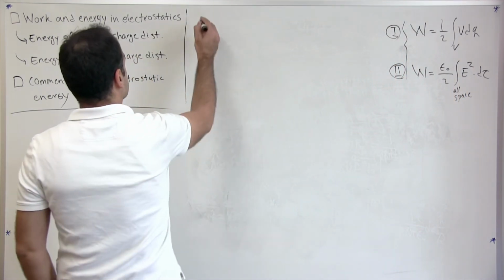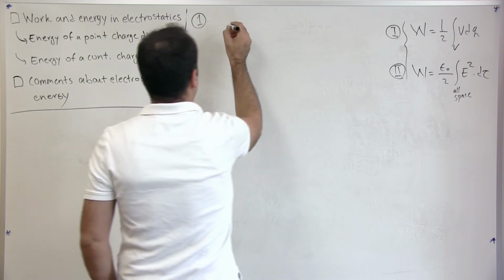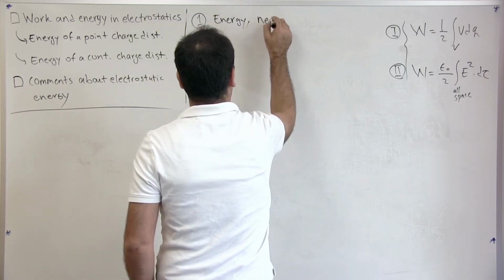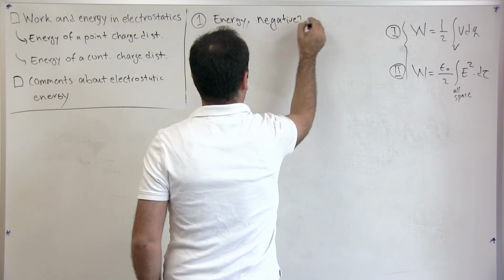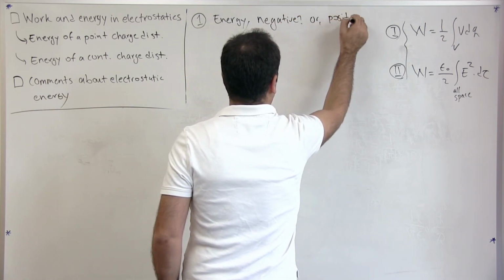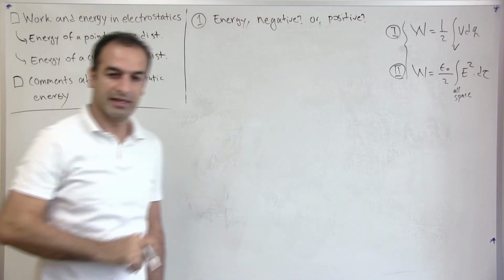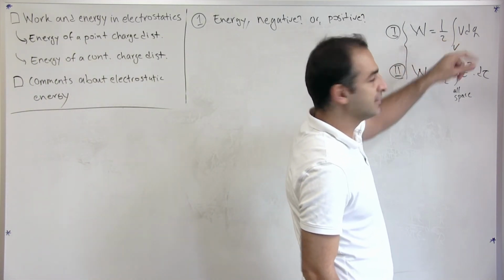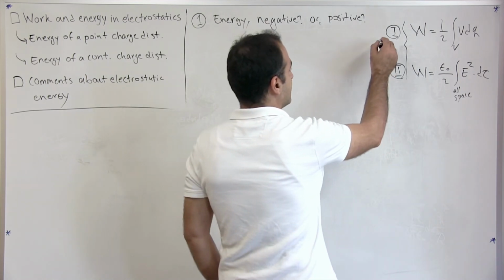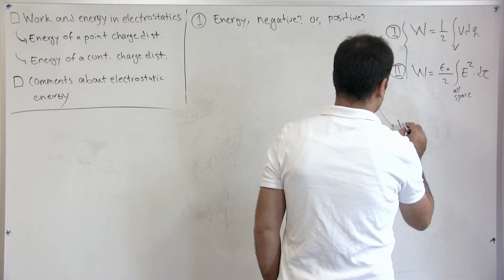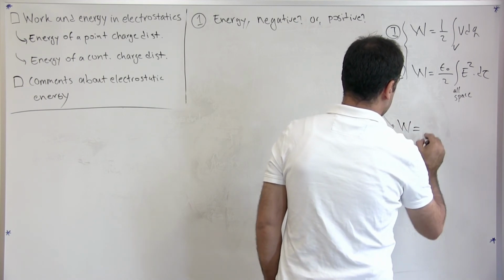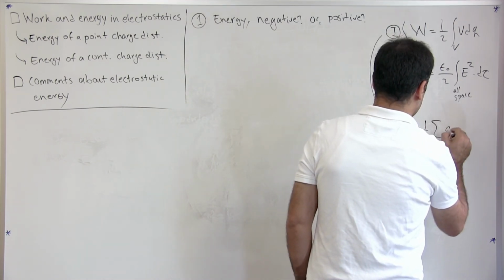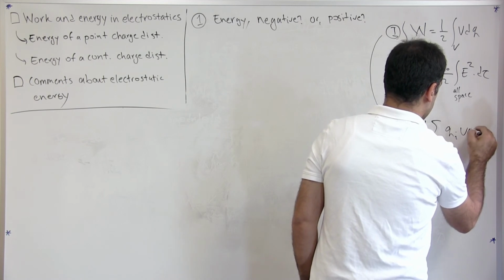Okay, so the first point is: I'm going to ask whether energy is negative or positive. Something very interesting. If you look at this, here we integrate V dq. And this comes exactly from the point that we said the total energy for a point charge distribution is one half the sum over i of q_i V(r_i).